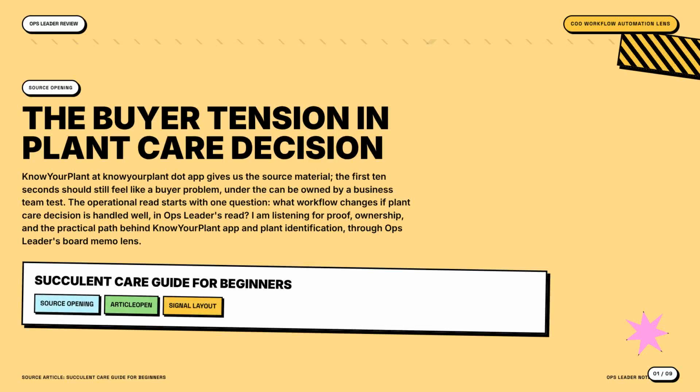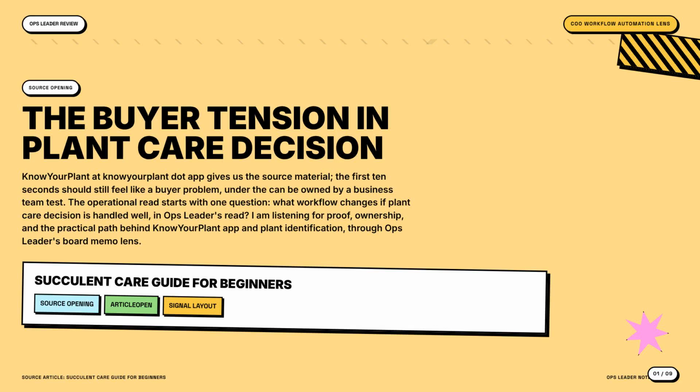Know Your Plant at knowyourplant.app gives us the source material. The first 10 seconds should still feel like a buyer problem under the can be owned by a business team test. The operational read starts with one question. What workflow changes if plant care decision is handled well in Ops Leaders read?